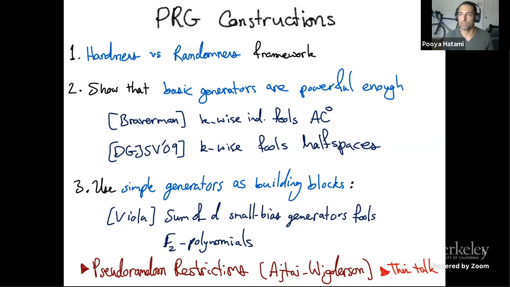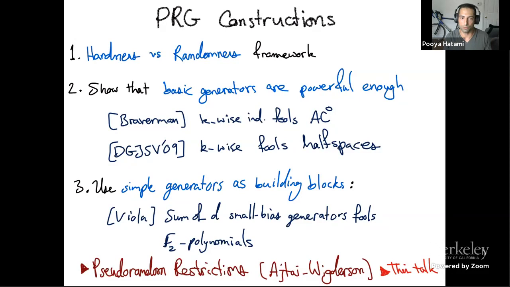The method of pseudorandom restrictions is, well, instead of XORing these small bias generators, what if we just keep picking subsets of the n bits that we want to generate in a pseudorandom way and fill them in using these basic generators that we have, and keep repeating until we have an n-bit pseudorandom distribution. The constructions are simple, the analysis is usually harder because you have to somehow show that it fools. And this talk in a way falls into this category also.